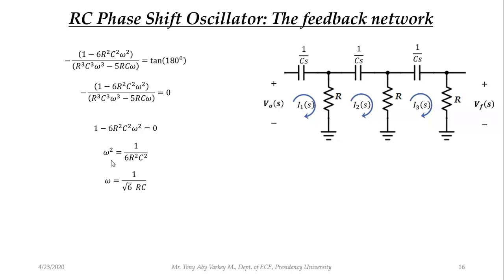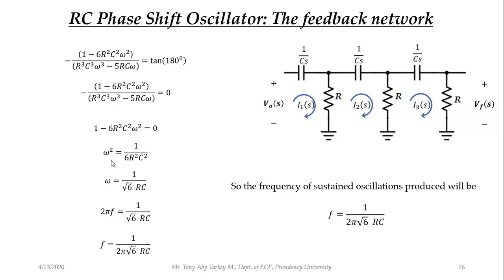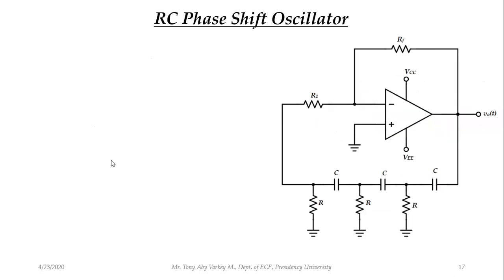Taking the square root, omega equals 1 by square root of 6 into RC. But omega is 2 pi f, which means 2 pi f equals 1 by root 6 RC. So f is 1 by 2 pi root 6 RC. The frequency of the sustained oscillations produced in this RC phase shift oscillator will be 1 by 2 pi root 6 into RC. Clear? We have now derived the expression for the frequency of sustained oscillations.